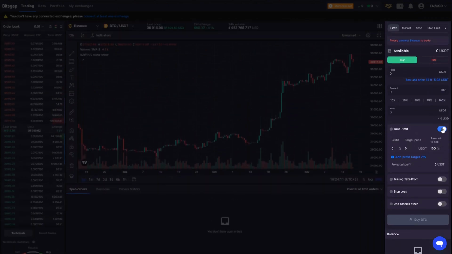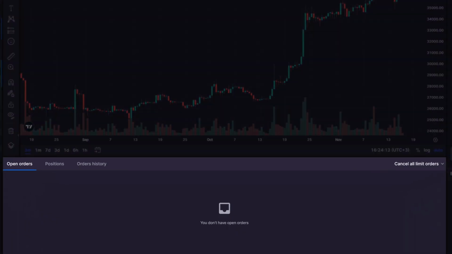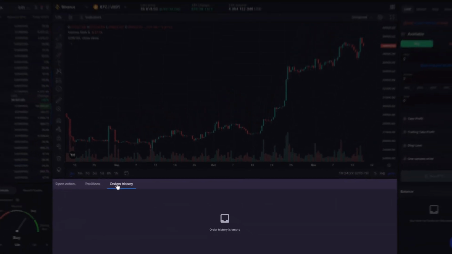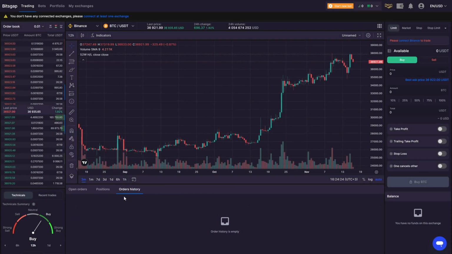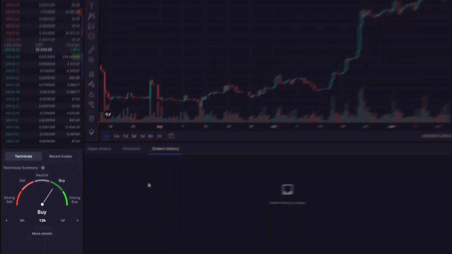Keep track of your actions in the order management interface. With open orders awaiting execution, positions tracking your active trades, and orders history cataloging your journey, Bitsgap has everything charted out for you. Now let's focus on the technicals, your analytical ally.